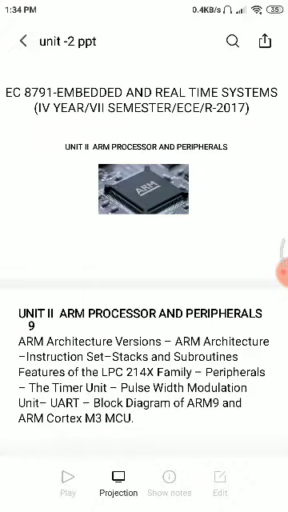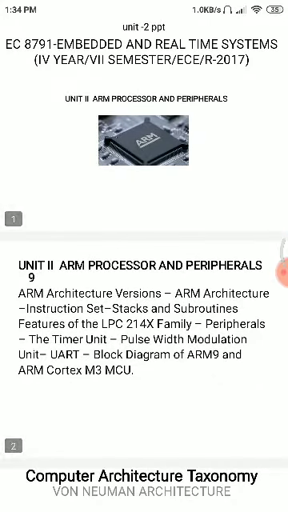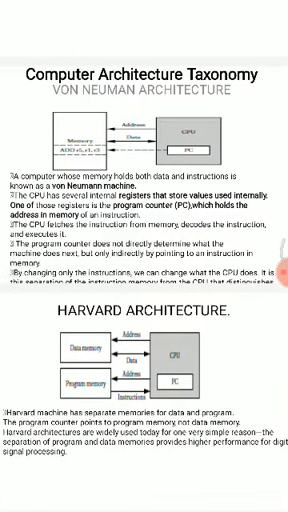So Unit 2: ARM processor and peripherals. In this unit we are going to see about the ARM processor and its peripherals. We will cover the ARM instruction set, addressing modes, and the ARM LPC 2148 family, and peripherals: timer unit, pulse width modulation, UART, the block diagram of ARM9, and the ARM Cortex M3 microcontroller unit. So here, what is meant by computer architecture taxonomy?